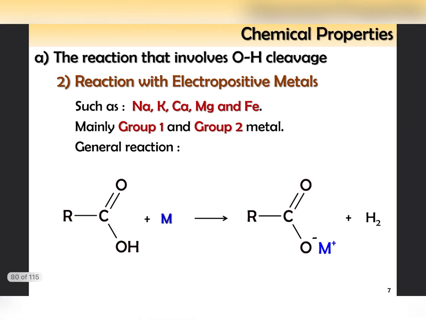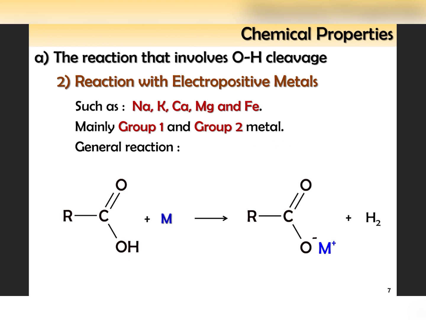Alright, so next kita akan tengok reaction with electropositive metal. So electropositive metal ni mainly from the group 1 dengan group 2 metal. So kalau group 1 metal, contoh carboxylic acid react dengan metal daripada group 1, contohnya sodium. Okay, dia akan form this sodium carboxylate salt. Okay, kamu akan dapat Na+ di sini. Tapi kalau melibatkan group 2 metal, contoh dekat sini Ca, calcium, and kamu akan dapat your product sebab group 2 metal dia adalah Ca2+.